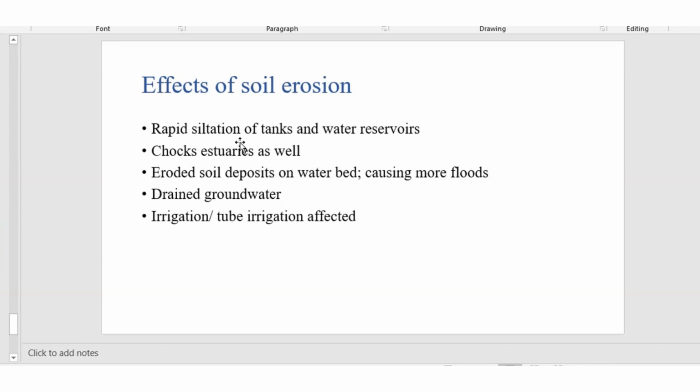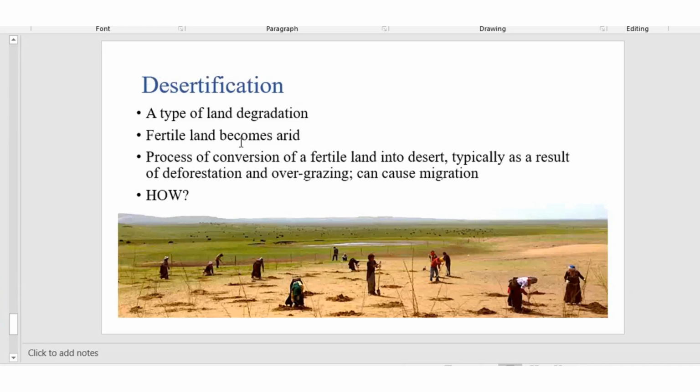So these are some consequences or effects of soil erosion. Now what is desertification? What do you know about or understand by desertification? Conversion of land into deserts. Very good. So desertification is also another type of land degradation, much like soil erosion. Like soil erosion is a type of land degradation process, desertification is also a type of land degradation where a fertile piece of land gets converted into a desert. It becomes arid in nature.